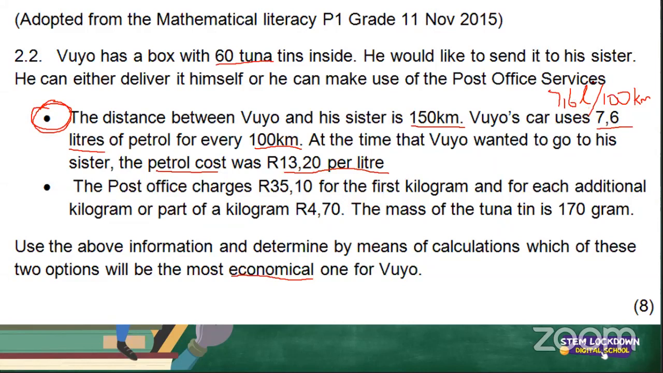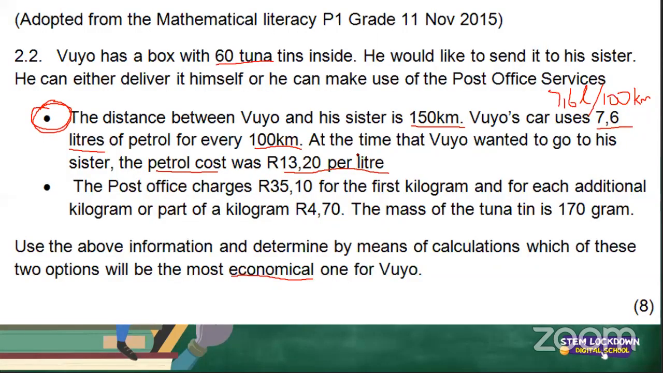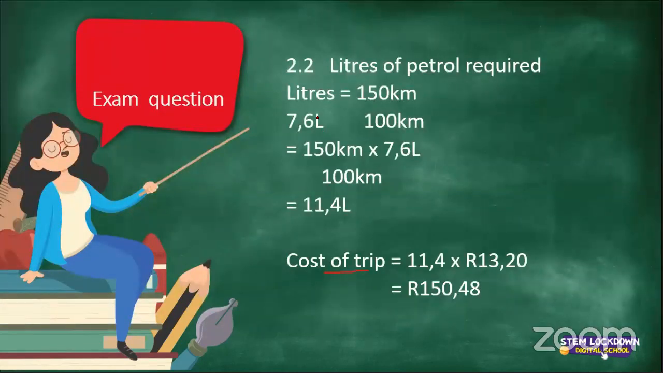Once you know how many liters you use for this distance, use those liters to determine the cost, if the rate of petrol is 13.20 rand per liter. I've actually done it for you here. The number of liters required comes first, before we can get to the cost of the trip. When they say 13.2 rand per liter, you need to know how many liters you would use for this trip, so that you can determine the cost.